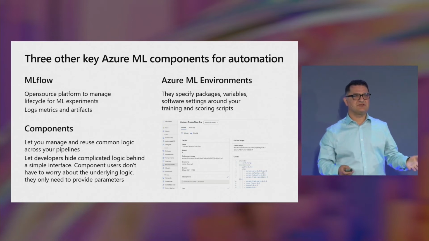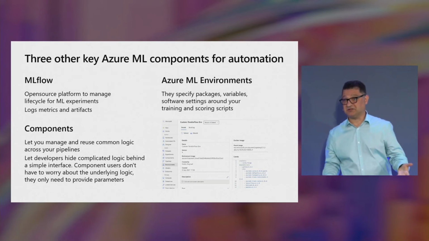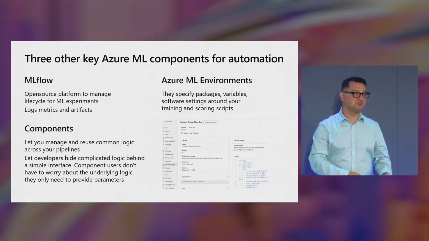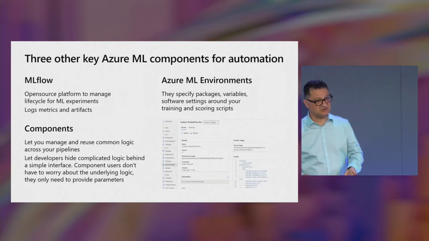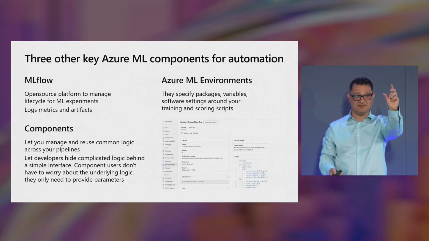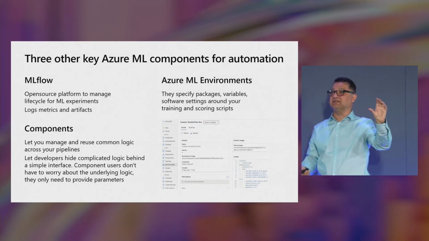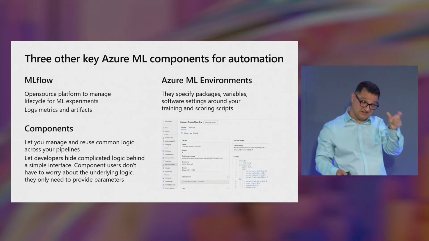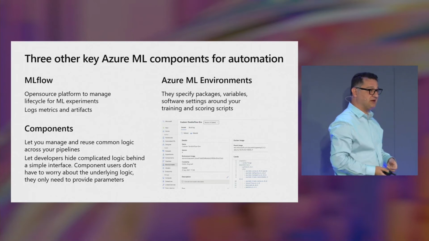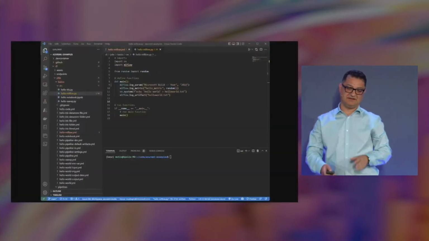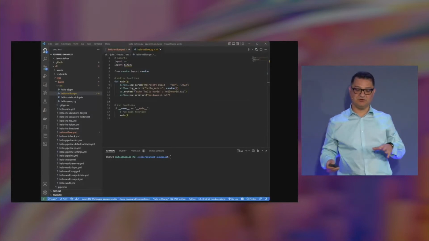Components are analogous in a sense to a function in that they have a name, they take input, they have parameters that you can change, and they return an output. And they correspond to a single step in a complex machine learning pipeline. Right, so let's see in this demo how we can put all of these together.